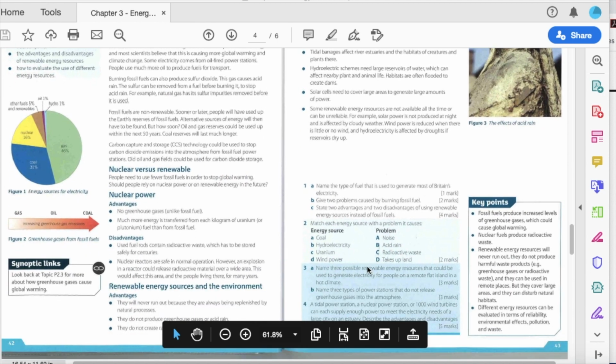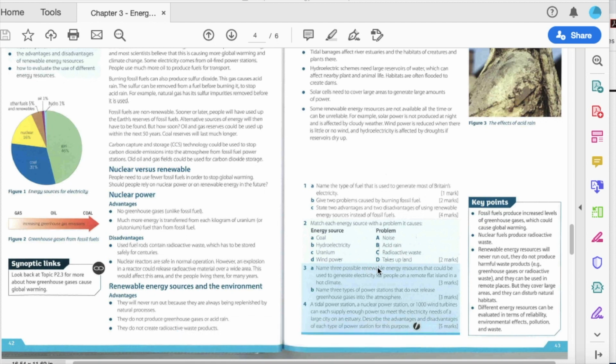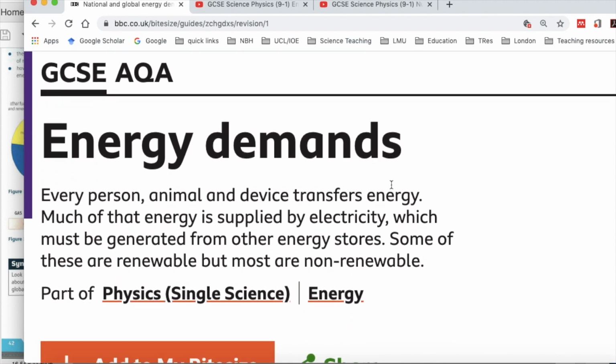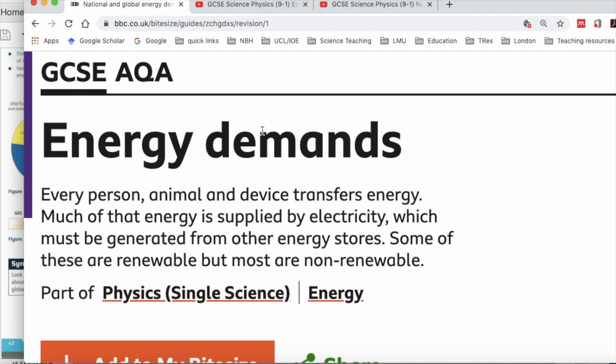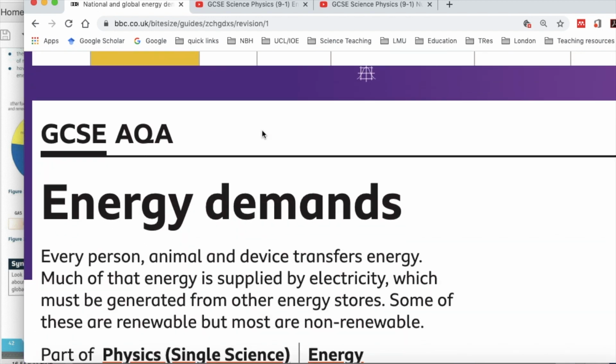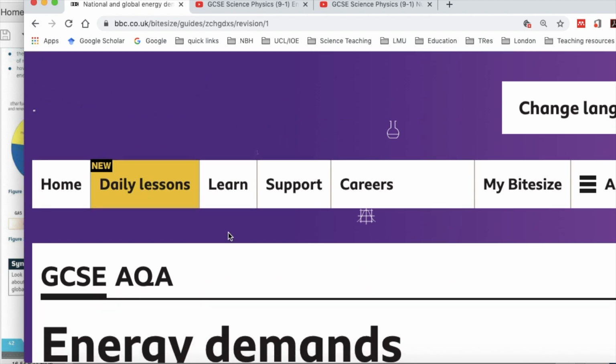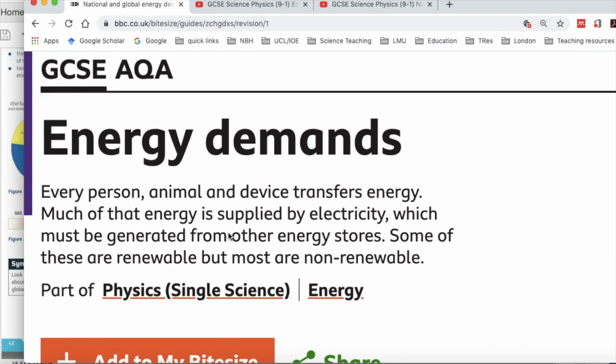Now, another very, very useful resource you can use, either while you're using this one or at the very end, if you want to revise what you've learned so far, is to go online to the well-known BBC Bitesize. Then you can type in energy demand. This is the standard BBC Bitesize. They're pretty good because they put daily lessons now, so there are newer versions built up from scratch.